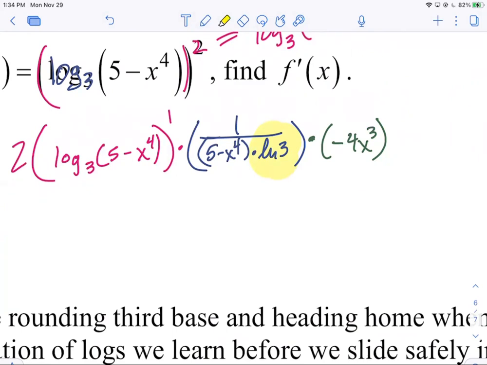Negative 8x cubed log over. Yep, that's perfect. Yep.